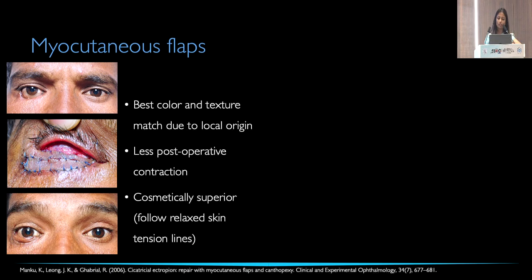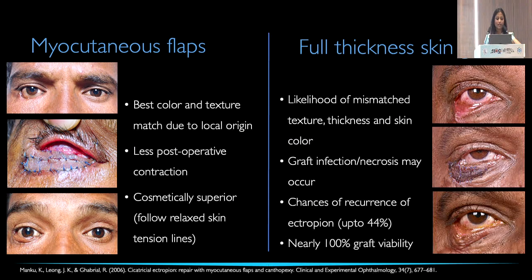So the advantages of myocutaneous flaps over skin grafts are they have a better color and texture match due to local origin. They have less postoperative contraction, and they are cosmetically superior because they follow the relaxed skin tension lines. In contrast, full thickness skin grafts have a likelihood of mismatched texture, thickness, and skin color. There may even be graft infection or necrosis, and the chances of recurrence are high, up to 44%. However, there is nearly 100% graft viability in this area.